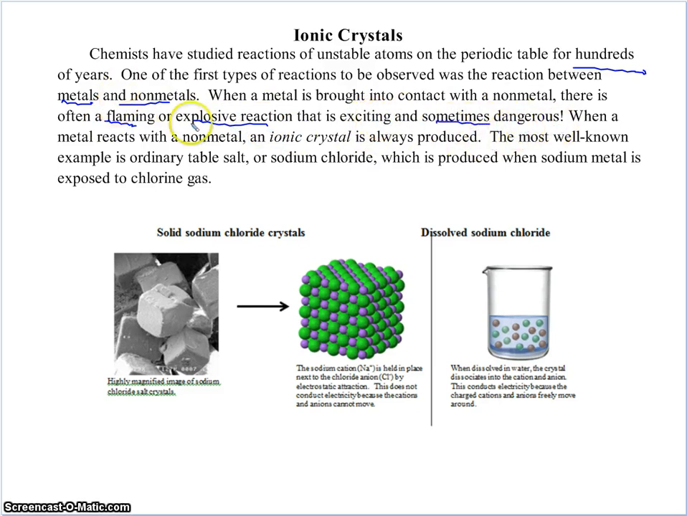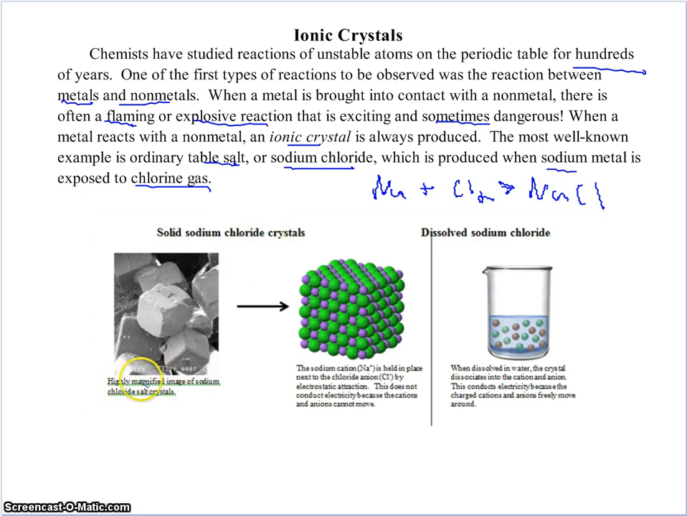When a metal reacts with a nonmetal, an ionic crystal is always produced. So metal, nonmetal, ionic crystal. The most well-known example is ordinary table salt, sodium chloride. You eat this stuff, which is produced when sodium metal is exposed to chlorine gas. So if we take Na and we mix it with chlorine gas, we get NaCl. So that's what we have here, solid sodium chloride crystals.